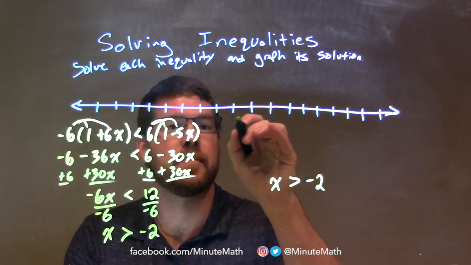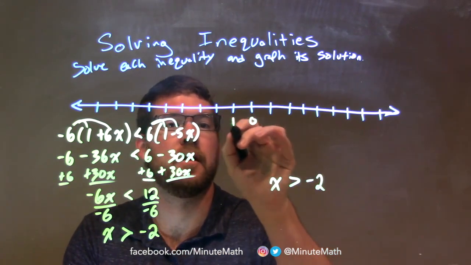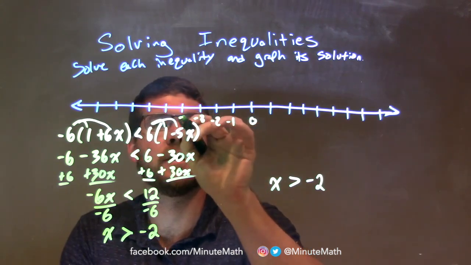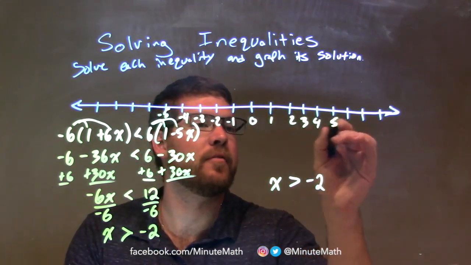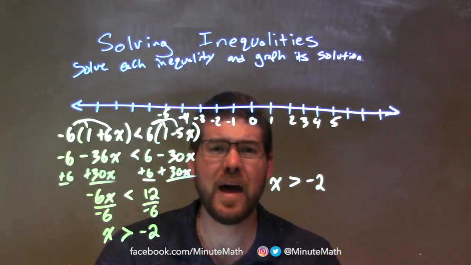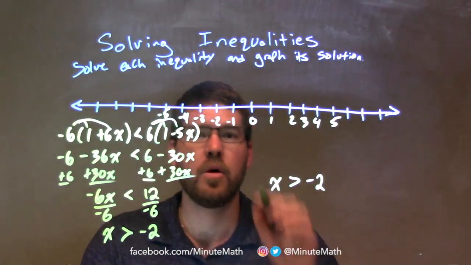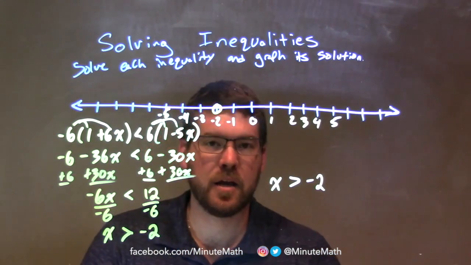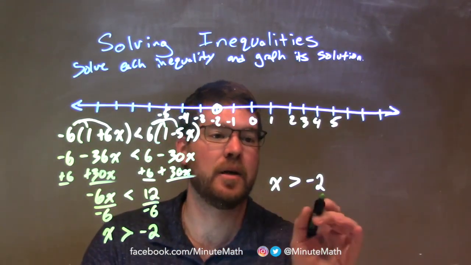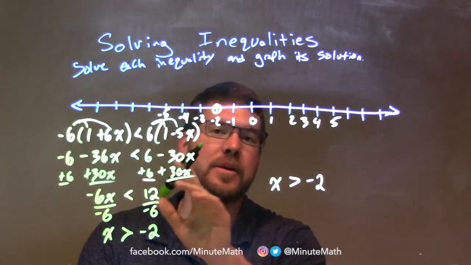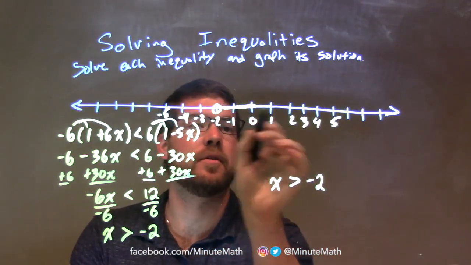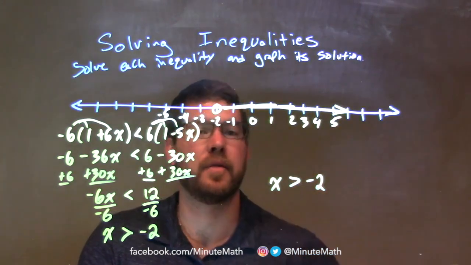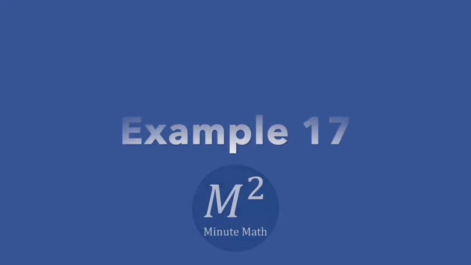So let's graph that. Let's put a 0 here, 1, negative 1, negative 2, negative 3, negative 4, negative 5. 1, 2, 3, 4, and 5. Okay. So if x is greater than negative 2, we have an open circle at negative 2, but not equal to, right? Since it's not equal to, leave it an open circle. Then we shade to the right because x is greater than negative 2. So we shade to the right here. And there we have it, our final answer.